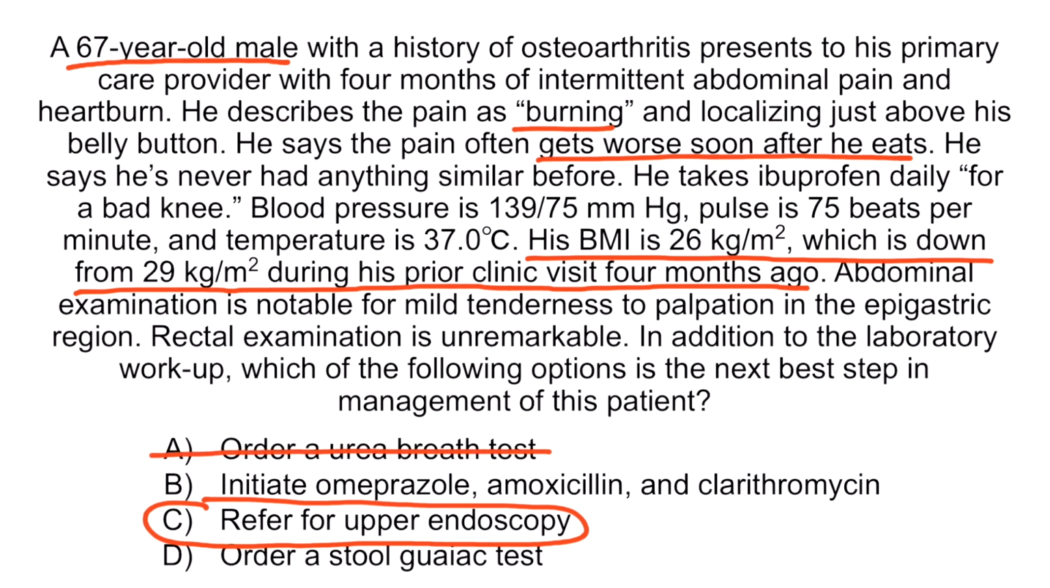Option B describes the triple therapy that can be employed in eradication of H. pylori infection. This option is incorrect because we must first evaluate this patient for the presence of cancer. Lastly, option D would determine whether this patient is experiencing occult gastrointestinal blood loss. Though somewhat useful, the diagnostic yield of a stool guaiac test pales in comparison to the diagnostic yield of an upper endoscopy in a patient with presumed gastric cancer, which is why option D is incorrect. This concludes our lecture on gastric malignancies.